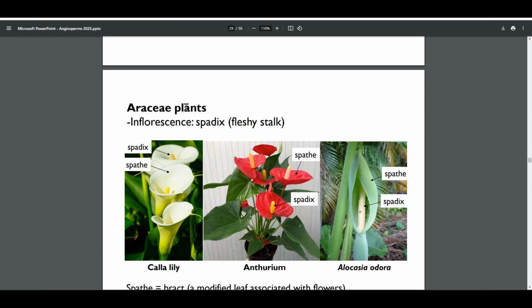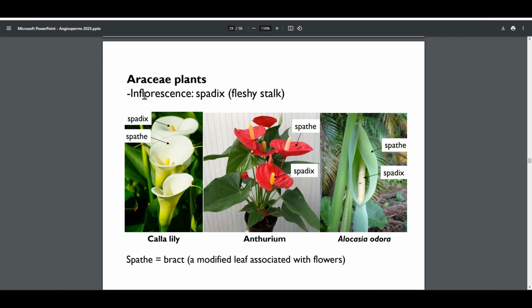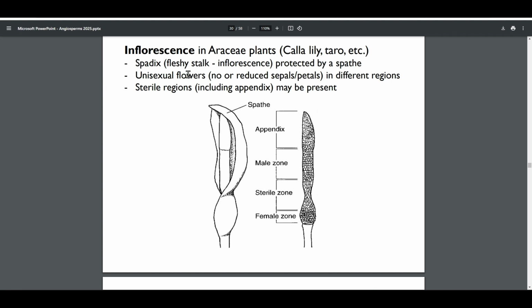Okay, so as for archaea plants, I'm sorry if I butchered that name. The inflorescence is called the spadix, which is this fleshy stalk, and there's also something called the spathe. The spathe is the modified leaf, which is the bract. It's the same thing. Okay, so the spadix, the fleshy stalk, is protected by the spathe, and they have unisexual flowers. So this is this part. They have the male zone and the female zone. Those are the flowers. They do not have, or they have reduced sepals.